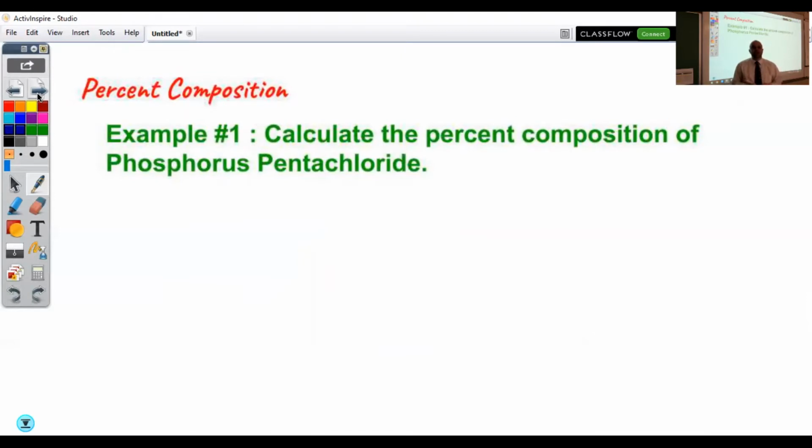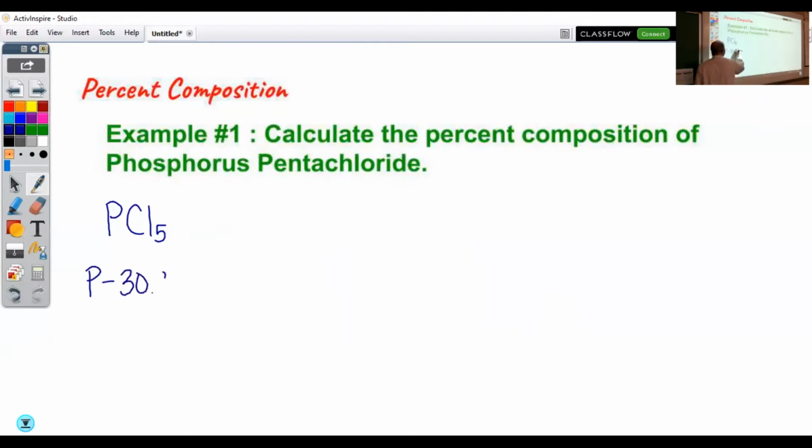So in our first example, we are going to be finding the percent composition for phosphorus pentachloride. The very first thing that you have to do is identify the formula for phosphorus pentachloride. You'll recall from our unit on naming and writing formulas, chemical nomenclature, that penta is the prefix for 5. So this is an atom of phosphorus with 5 chlorines attached to it. Now, in order to figure out the percent composition, we first want to find the total molar mass for the compound.